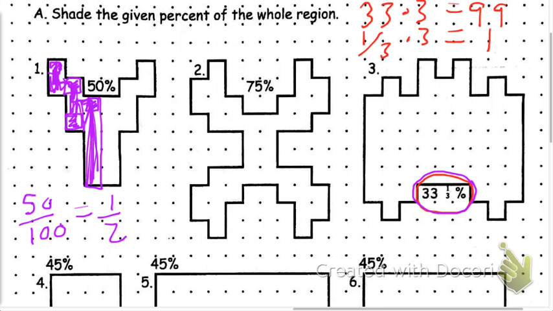So 33 and 1/3% means 1/3. So you just have to shade 1/3 of this shape right here. To be able to shade 1/3 of it, you need to figure out how many squares there are. So you just go through and count.